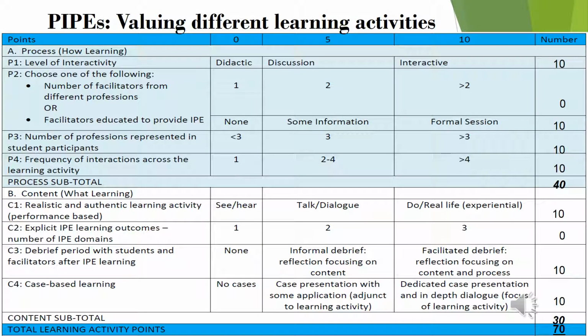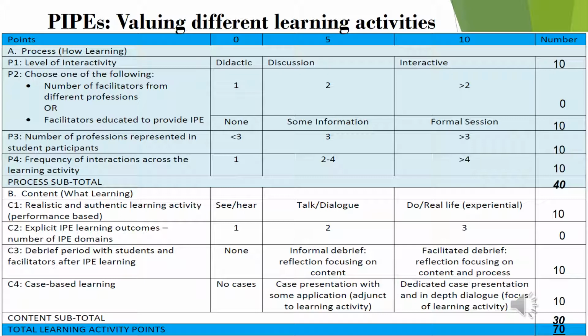So here we're looking at a completed rubric, and we're going to use our rubric to score that particular class that I showed you in the prior slide. And so we're going to look at the blue section first, that says process and how did learning occur. If you could look at the first section of process, which is P1, level of interactivity.